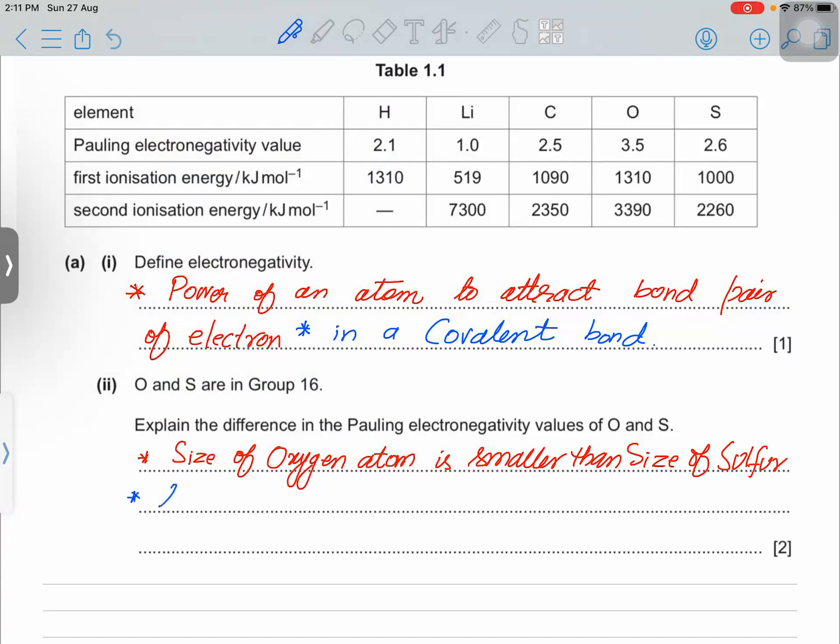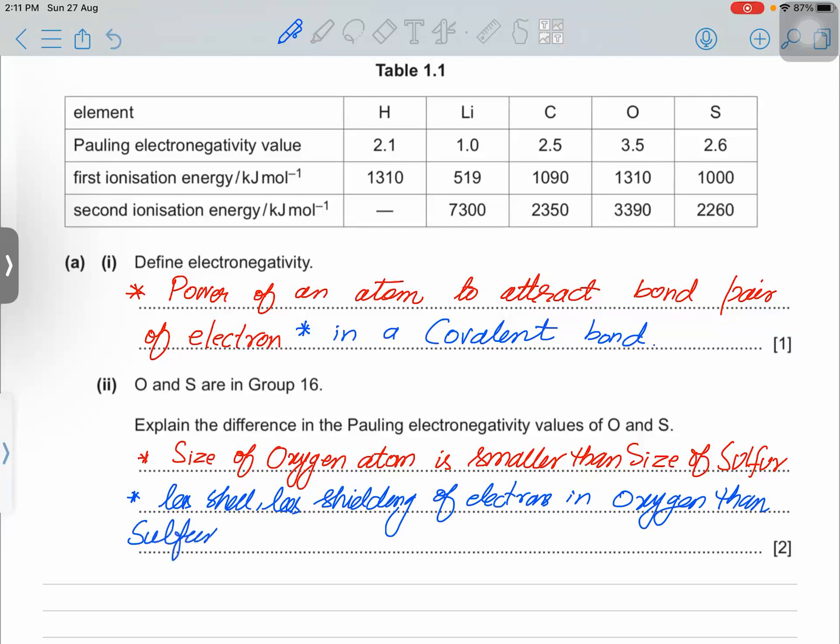Number two, less shell, less shielding of electrons in oxygen than sulfur. Now third point, oxygen has more nuclear attraction than sulfur. Are you getting my point or not? Yes, sir, I got your point.